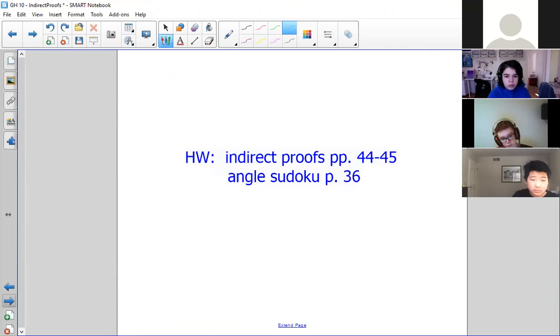Oh, that's it. Okay, so we're going to do a little angle Sudoku for fun tonight. Yay! And some indirect proofs. These should not be horrible. Like I said, indirect proofs, just because they are weird, they tend to be a little more straightforward. They don't tend to be as complicated.